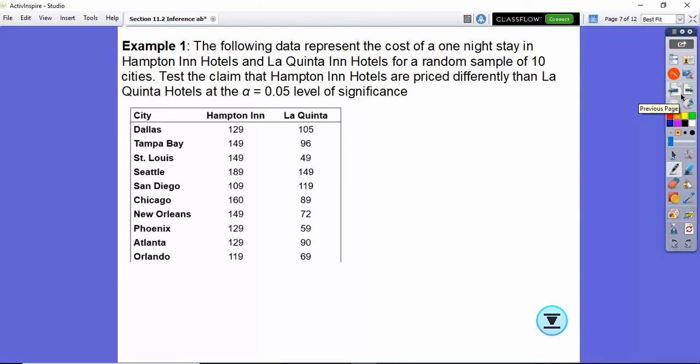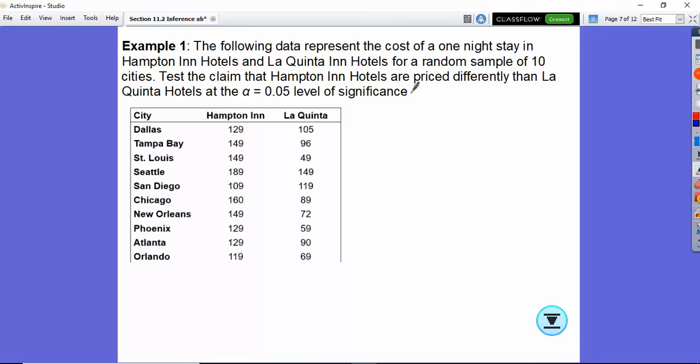Alright, the following data represents the cost of a one-night stay in Hampton Inn Hotels and La Quinta Inn Hotels for a random sample of 10 cities. Test the claim that Hampton Inn Hotels are priced differently than La Quinta Hotels at the alpha equals 0.05 level of significance. Alright, so first of all, what do we need to do?